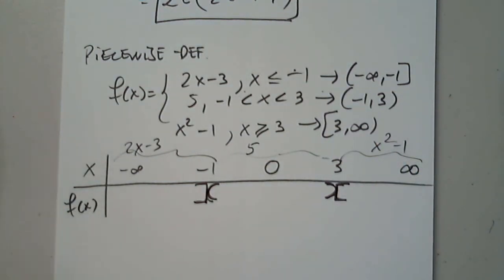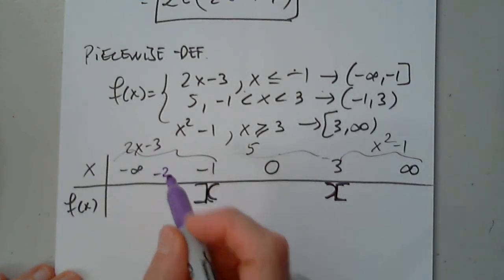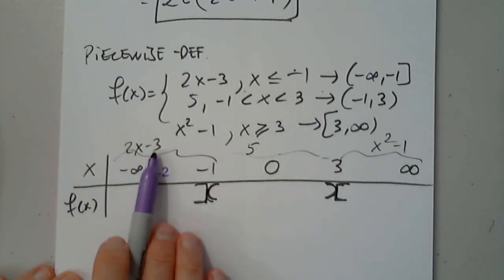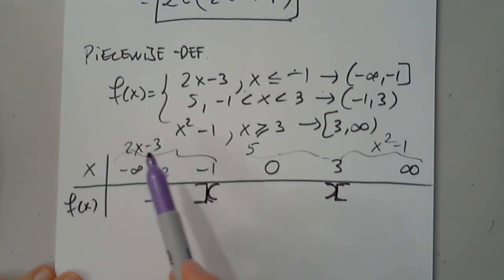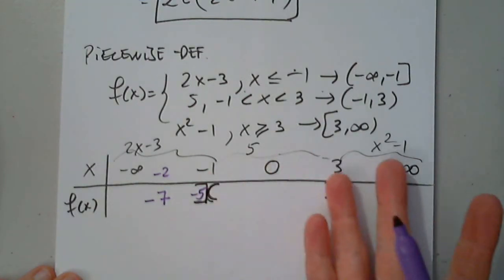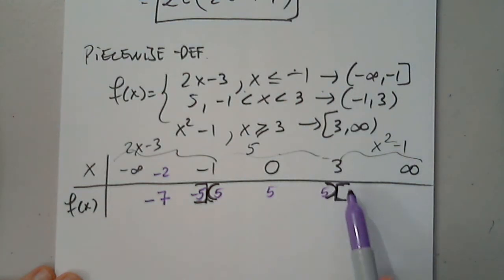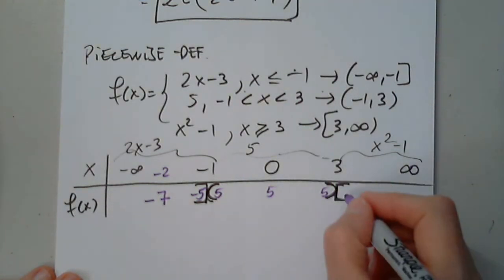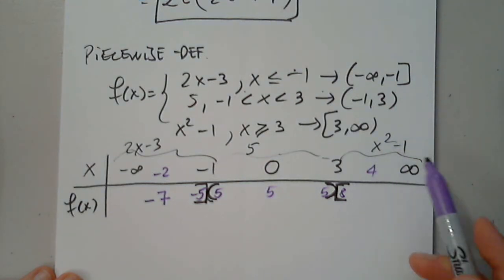And next, I will plug in some numbers. Let's say -2. -4 minus 3 is -7. Let's say -1, so I get -5 inside the bracket. Well, there is nothing here. 5, 5, 5. I plug in 3, that 9 minus 1 is 8. And I plug in 4, 16 minus 1 is 15.